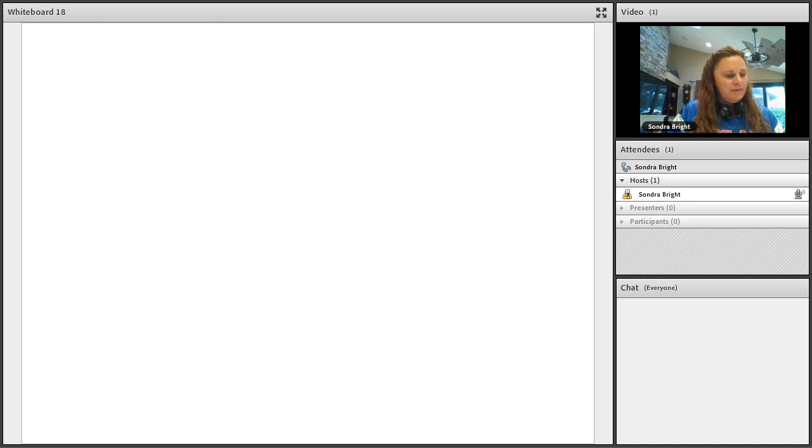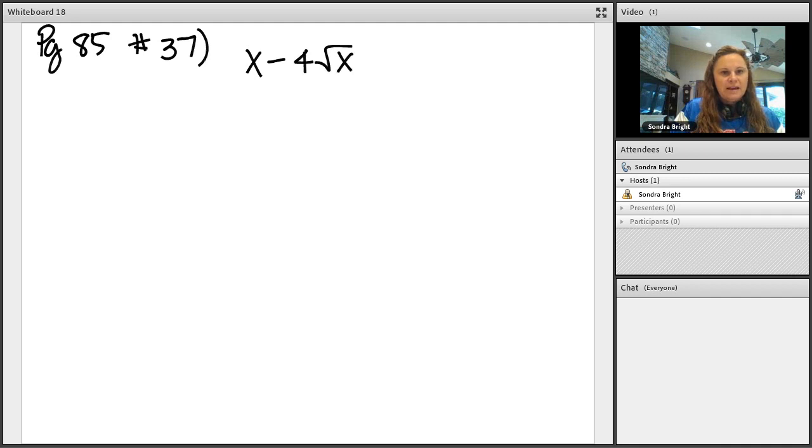Let's do another one that is a quadratic in disguise. This is from page 85, number 37. X minus 4 rad x equals 21. So first step, of course, is set this guy equal to 0. So I'm going to subtract the 21.